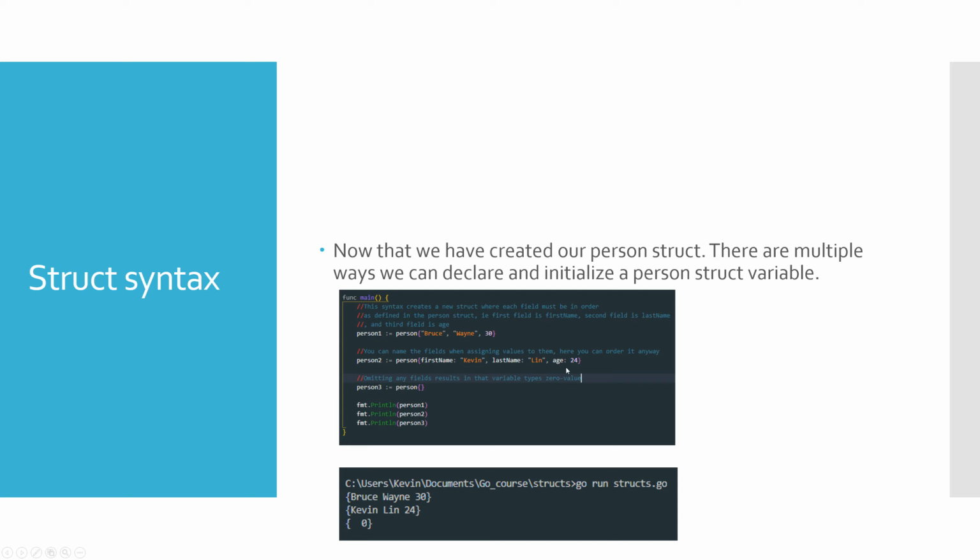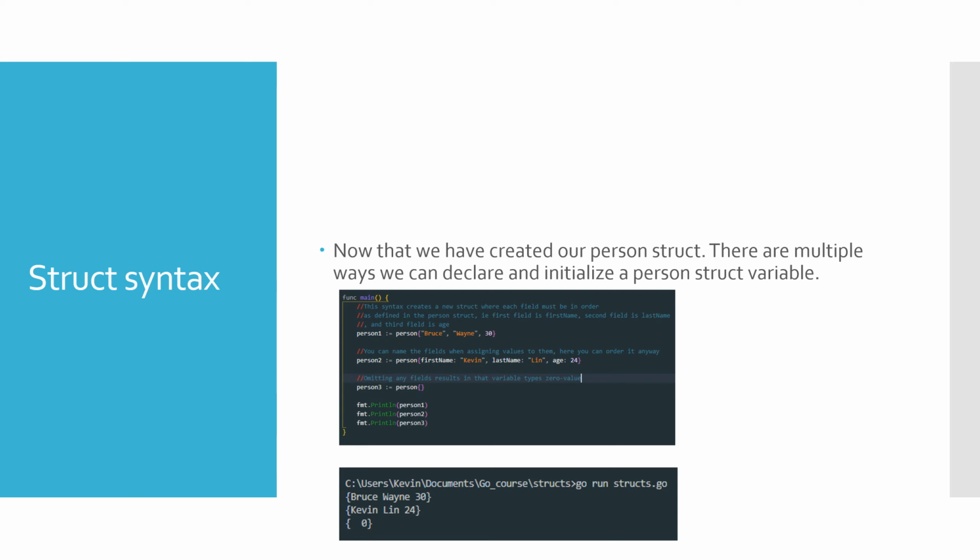Now, another way we can do it is like this. I'm going to call this one person2, and person, curly braces. But instead of writing just the field values, I can put the field name and then the value. So I'm going to say this person struct's first name is Kevin, this struct variable's last name is Lynn, and the age is 24. Here, since we're explicitly saying first name is Kevin, last name is Lynn, age is 24, you can put this in any order you want. I just haven't put it in order. So as it says up here, you can name the fields when assigning values, and here you can order it in any way.